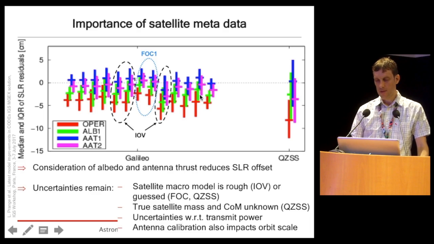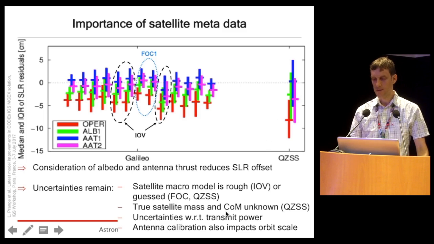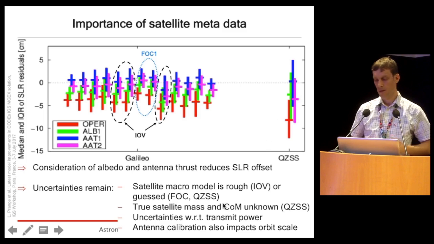For QZSS, we see how we can scale the impact by choosing a different satellite mass. We must say that there are still very big uncertainties, and I think we will have some discussions during that workshop, and afterwards we will decide which configuration we should use. But we should not forget that the orbit scale is also influenced by the antenna calibration.